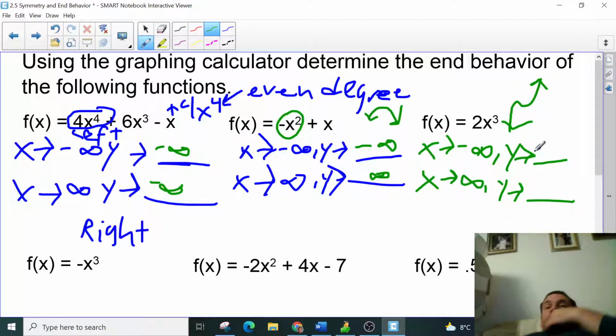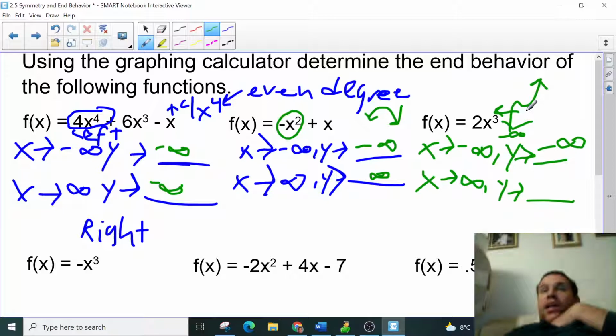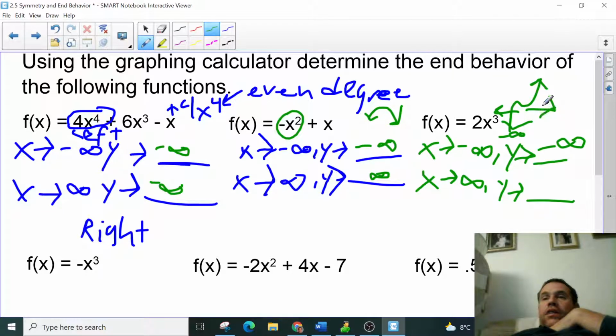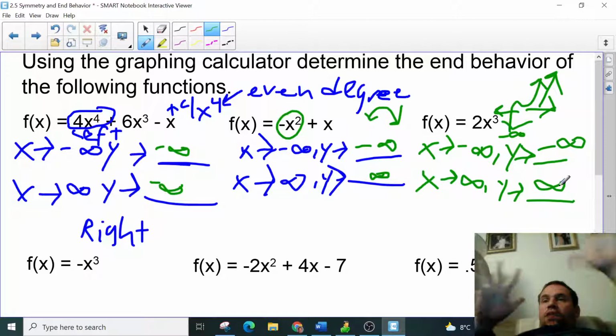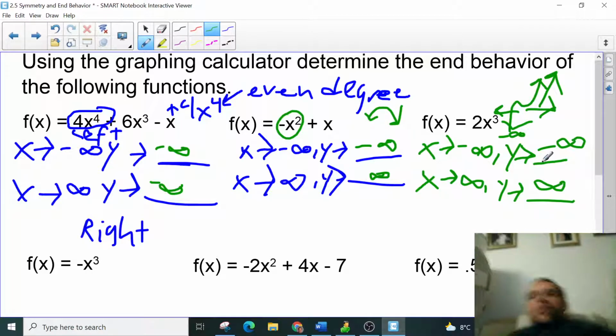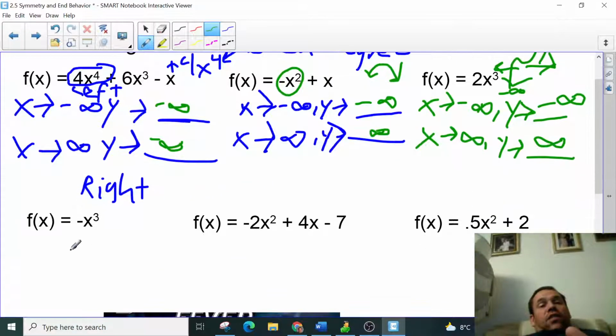Okay. So as x goes to the left, negative infinity. This is odd. So as we go to the left, it's going to be down here at infinity. We call that what? Negative infinity. As x goes to the right, positive infinity, what is y going to do? So y is going to go up to positive infinity. And there you have it. Negative goes to negative, positive goes to positive. That's x cubed. What if it's a negative x cubed?